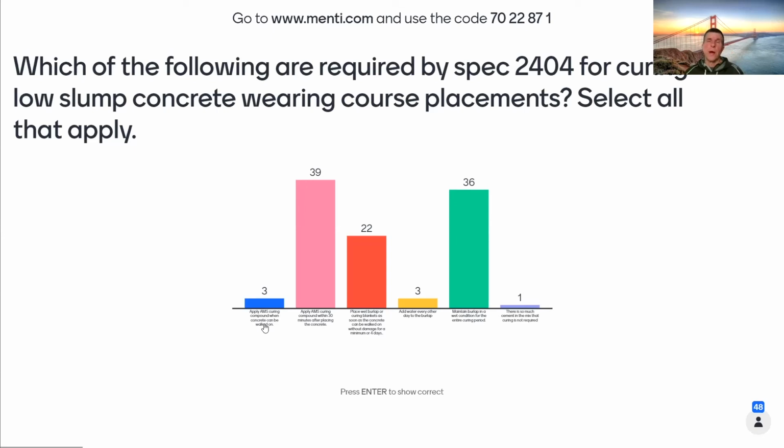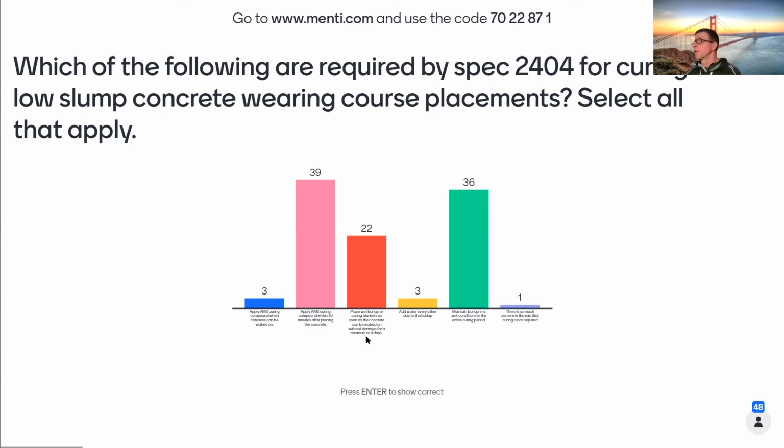A lot of times if you wait until concrete can be walked on, it's going to already start having shrinkage cracks in it. So AMS is good on the top of the surface, but not waiting as long as it takes to be able to walk on them. But the next one, apply AMS within 30 minutes. Yes, that is correct. So that's one that we'd want to do.